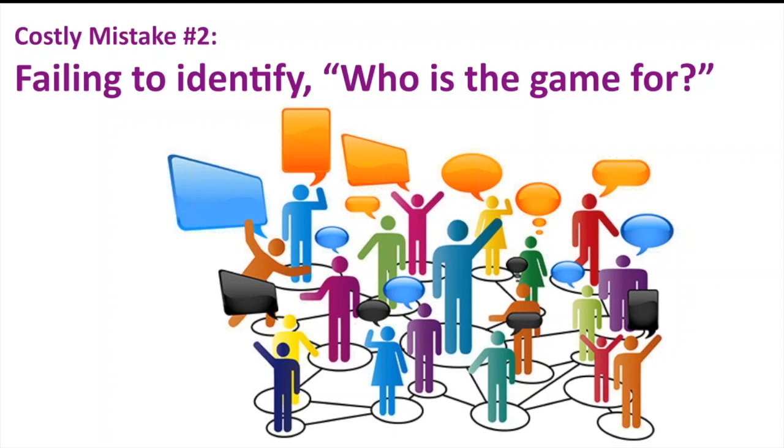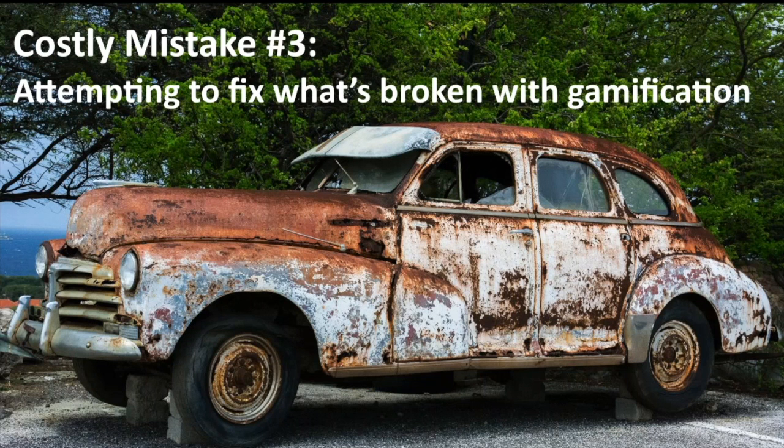The third costly mistake is attempting to fix a broken system. A common use of gamification is to attempt to fix something. It would be essentially like putting a nice coat of paint on a car; it will not cause it to run, and the engine won't suddenly be more effective. So you want to make sure that your program is working well before we add gamification to it. It won't solve the problem of a bad product or bad service.